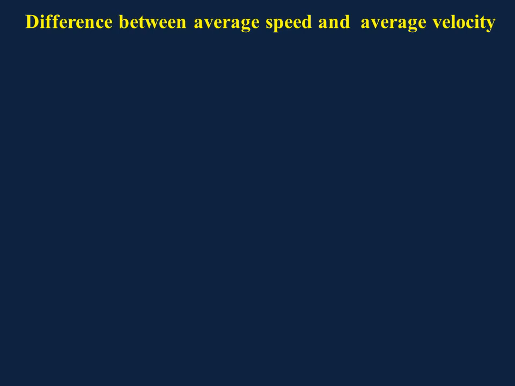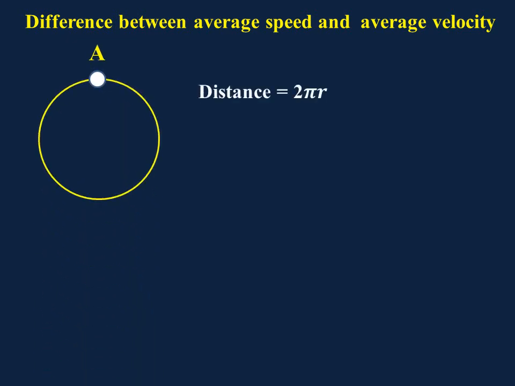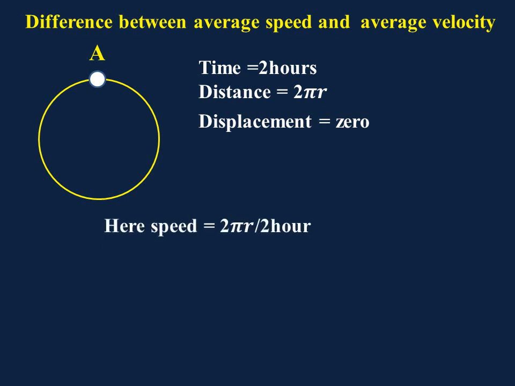Now there is a big difference between average speed and average velocity. If we consider a point and an object or a car moves in a circle, covers a distance and ends at point A again. So if a body covers this distance 2 pi r in time 2 hours, then it has a speed.